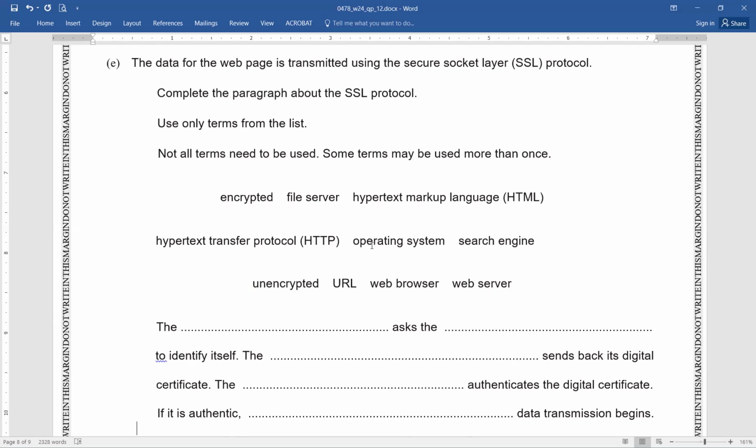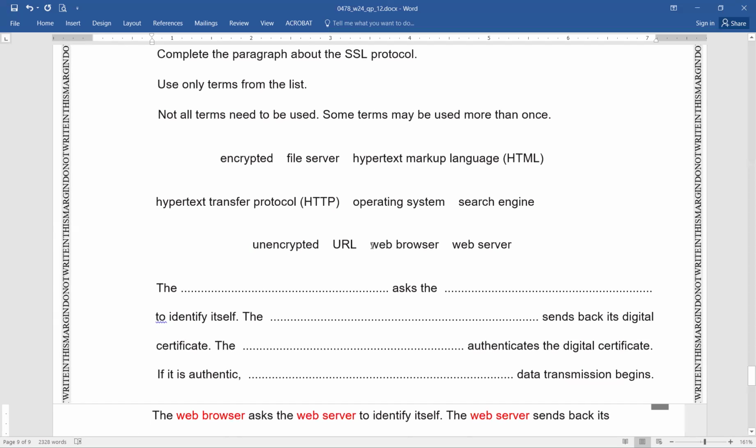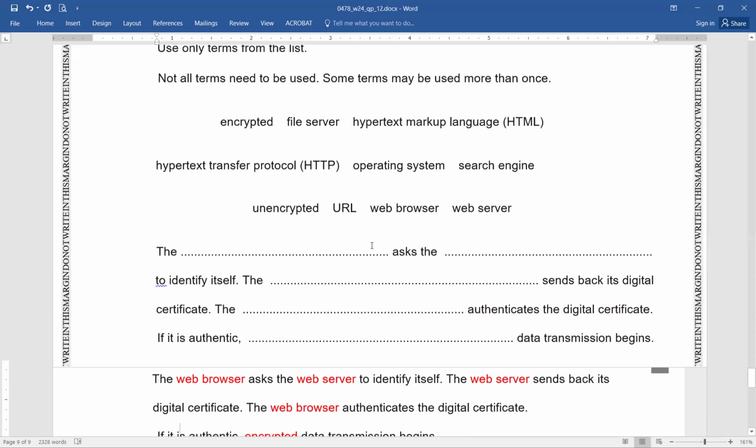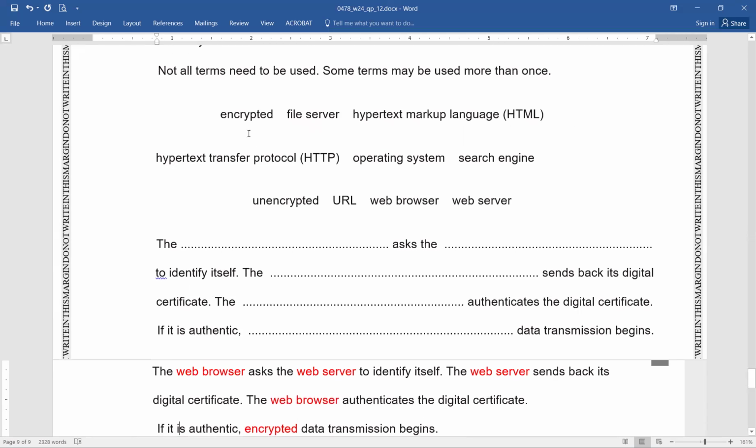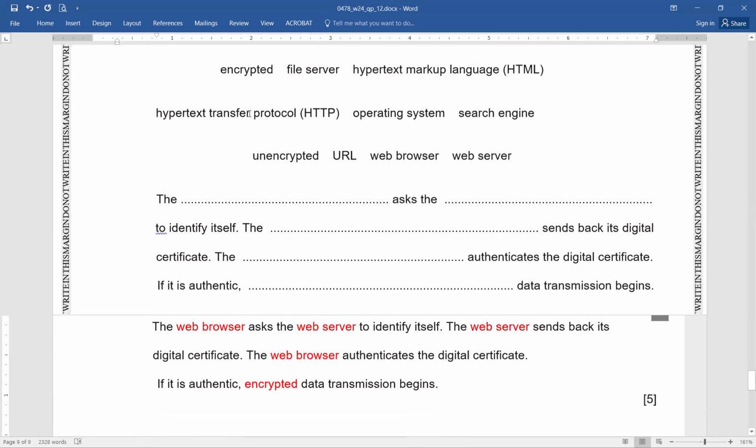Done? Okay, just check your answer. The web browser asks the web server to identify itself. Web browser is asking. The web server sends back its digital certificate. So in this case, it's the web server that is sending back the digital certificate. The web browser authenticates the digital certificate. If it's authentic, encrypted data transmission begins. This will give you 5 out of 5.